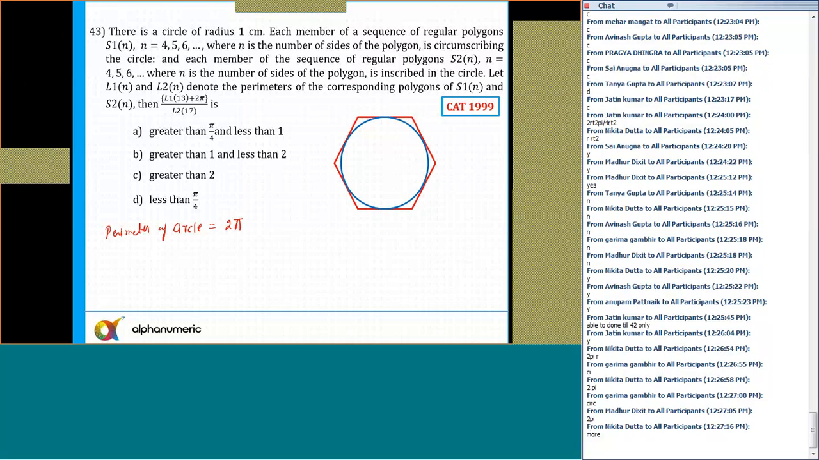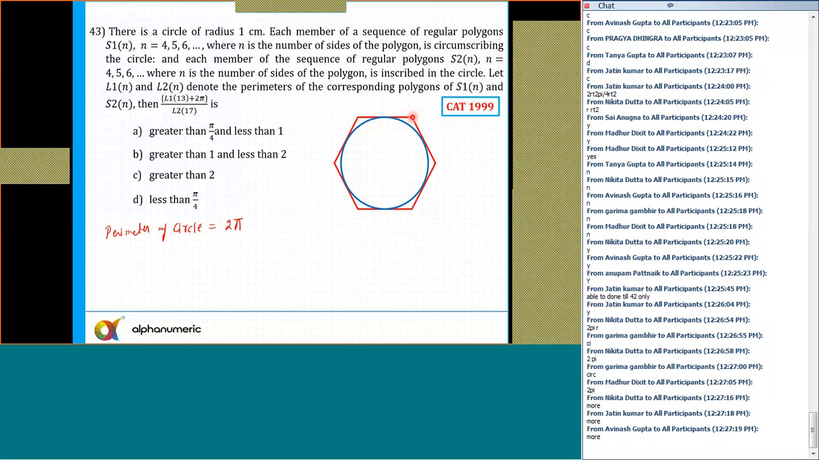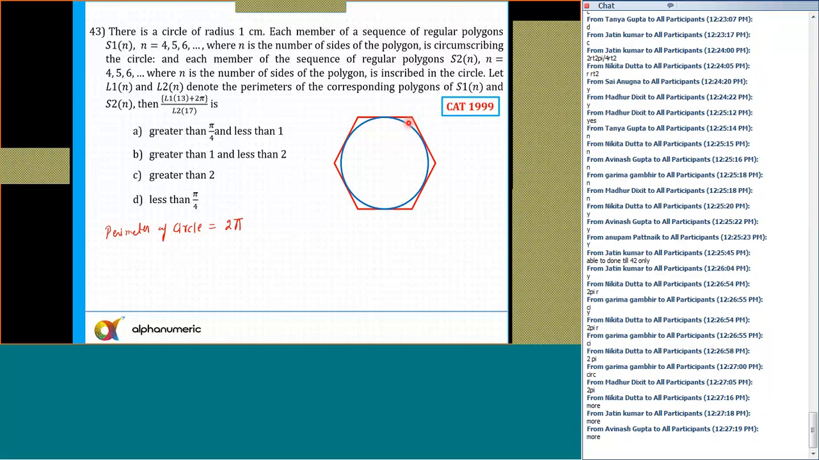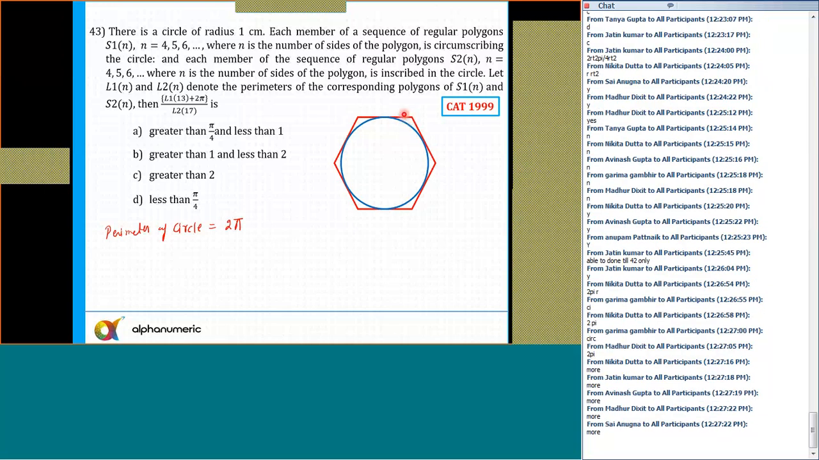Whether this perimeter is more than 2 pi or less than? More than, because if I contract it, then probably it will touch this one. So can I definitely say that the perimeter of this will be definitely more? Okay. So I can say the perimeter of S1, the regular polygons which are circumscribing, S1n, is always more than 2 pi.